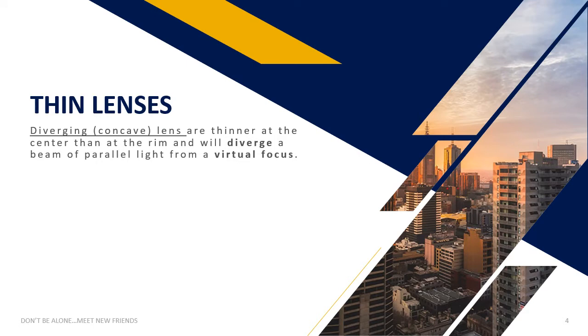Concave lenses are thinner at the center than at the rim and will diverge a beam of parallel light from a virtual focus. Okay? So, yan na siya. Natay lens nga yanig porma. So ana siya thicker at the rim kani nga side, then dinha sa middle, so mas baga ni dire sa taas than sa middle, okay?